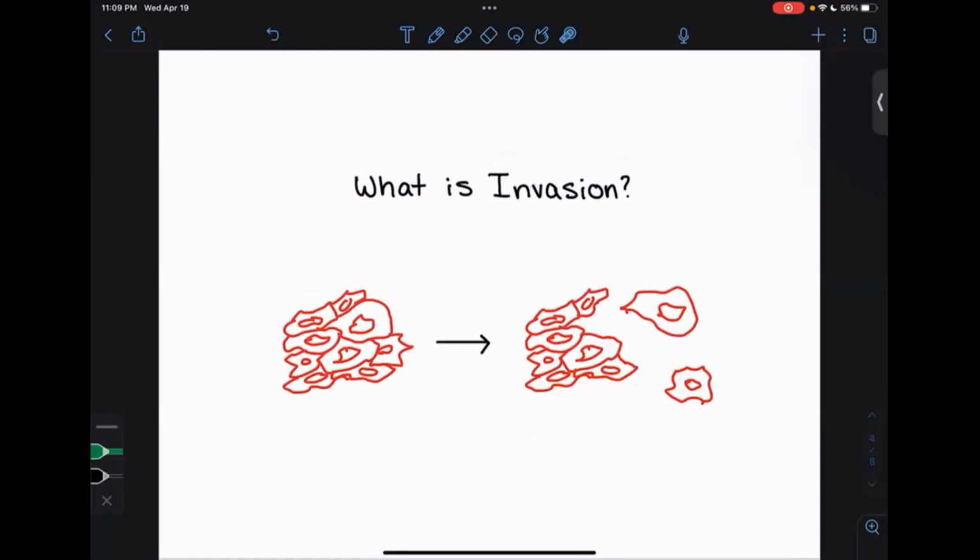Invasion is when cancer cells break free from the primary tumor and enter the bloodstream. Cancer cells can create enzymes that break down the extracellular matrix of the cells. And this matrix gives cells their structure and helps them attach to their neighbor cells. So when this matrix is broken, cancer cells are free to break away from their neighbors and move around the body. Here we see these 2 cancer cells breaking away from their neighbors of the primary site.